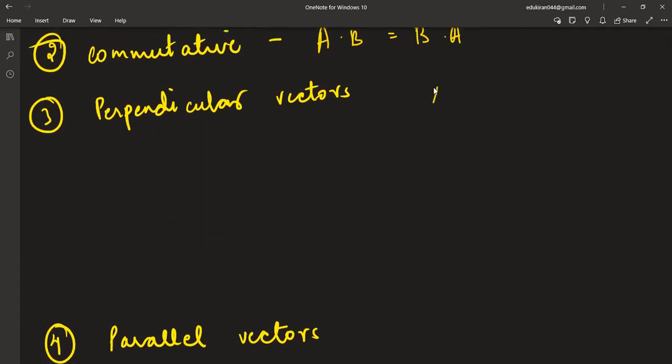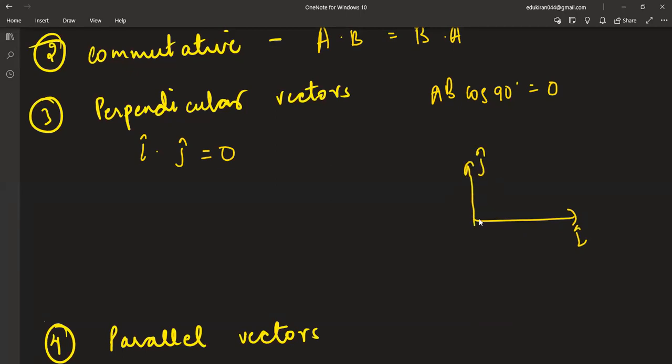If you take perpendicular vectors, your cos theta will become cos 90 degrees, so directly the answer will be 0. Let's talk about the universal vectors. What are the universal vectors? i cap, j cap, k cap, right? So i cap dot j cap will be 0. They are perpendicular vectors. i cap is on the x-axis, j cap is the unit vector for the y-axis. So if you take the dot product of i and j, it will be 0.